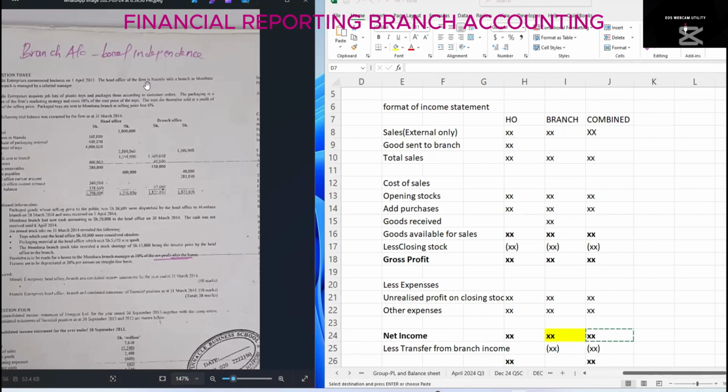Another information we've been told: Munish Enterprises acquires job lots of plastic toys and then packages them according to the customer's order. The packaging is a feature of the firm's marketing strategy and costs 10% of the cost price of the toys. The toys are thereafter sold at a profit of 12% of the selling price. The packaged toys are sent to the Mombasa branch at the selling price less 6%.